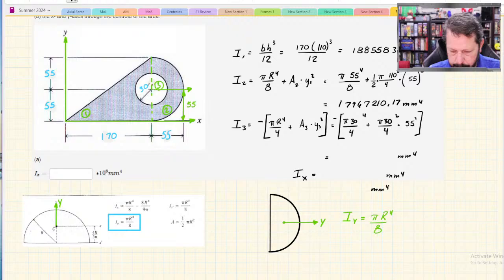30 to the 4th times pi divided by 4 plus, let's see, pi times 30 squared divided by 4 times 55 squared. Hopefully my order of operations are going to work out here. I wasn't paying a good enough attention there. 2774419.012. That's all negative.